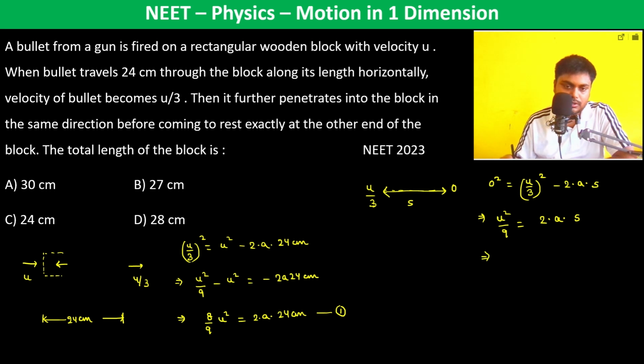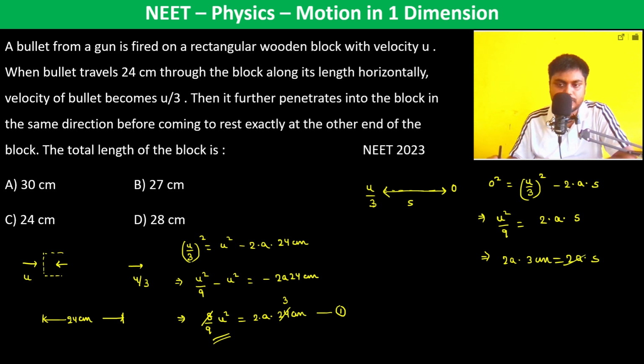Now u square by 9 was 2 into a into 3 centimeter. So u square by 9 is 2a into, so therefore we can write 2 into a into 3 centimeter is equal to 2 into a into s. 2a is gone, so therefore the s is equal to 3 centimeter. So further it is going to go 3 centimeter.